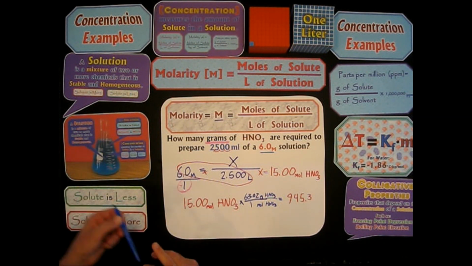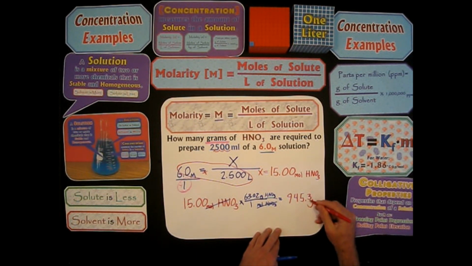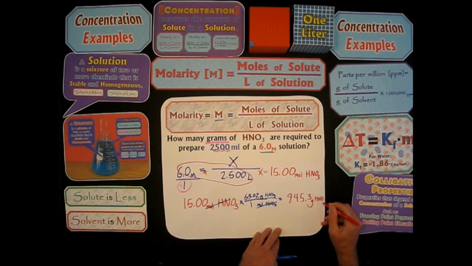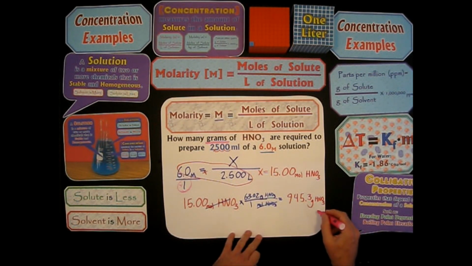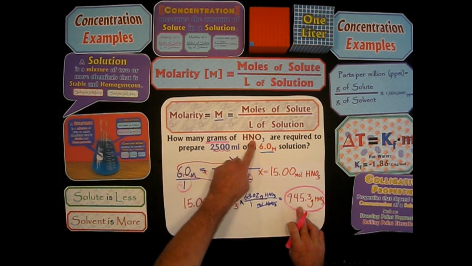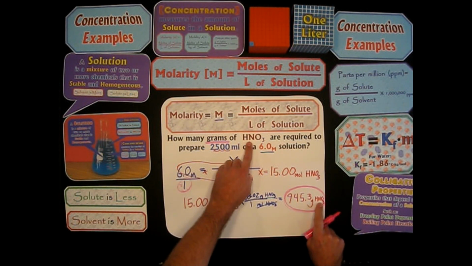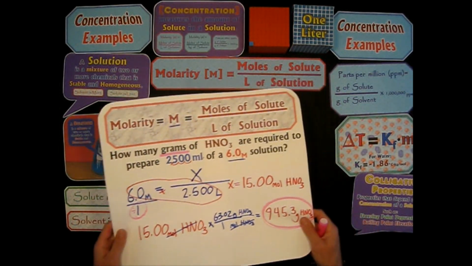Well, the moles of HNO3 are going to cancel. I'm going to have grams of HNO3, of nitric acid, and then guess what? That should be my answer right there. Let's make sure that's what we were looking for. We were looking for grams of HNO3. This is grams of HNO3. Boom. Second problem is done.